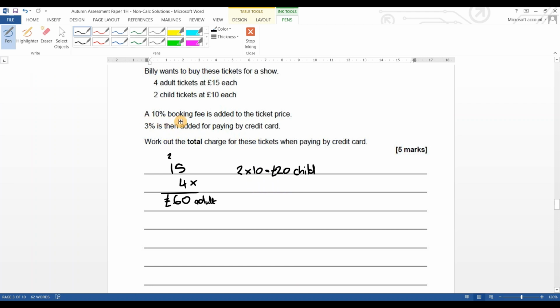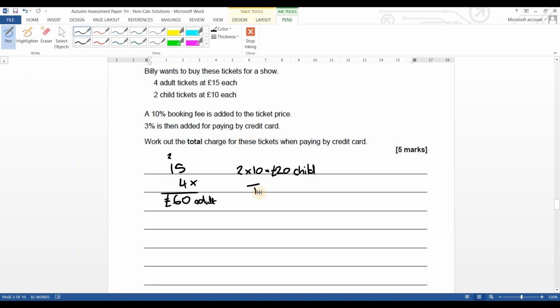Right. So a 10% booking fee is added, and then 3% is then added. So we need to do the 3% at the end. Okay, so we have to do the 10% first and then the 3%. You have to do it in that order. So let's do the total first.